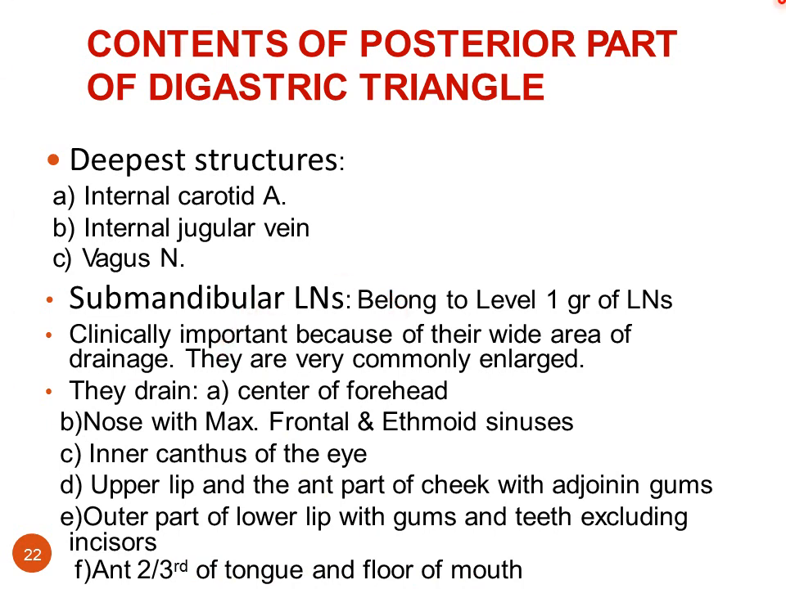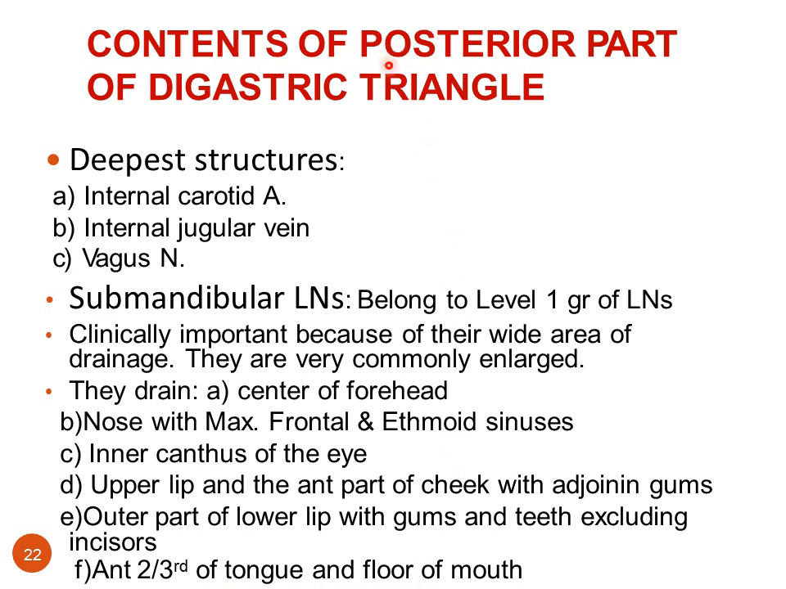They belong to the level 1 group of lymph nodes, and they are clinically important because of their wide area of drainage. So they drain the following areas: center of the forehead, nose with maxillary sinus, frontal sinus and ethmoid sinuses, inner canthus of the eye, upper lip, outer part of the lower lip with gums and teeth excluding the incisors, and anterior two-thirds of the tongue and floor of the mouth.